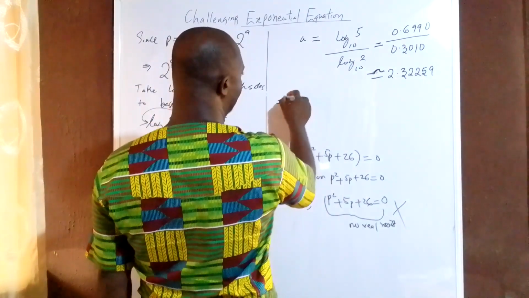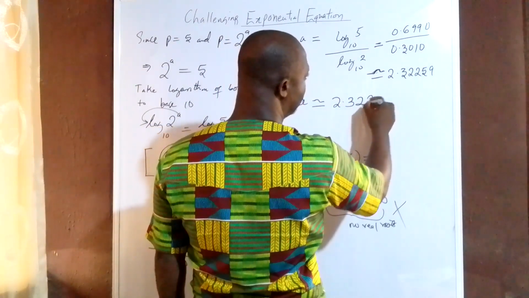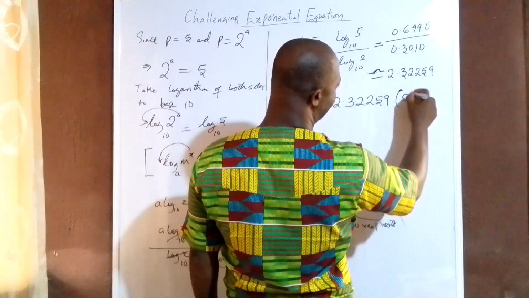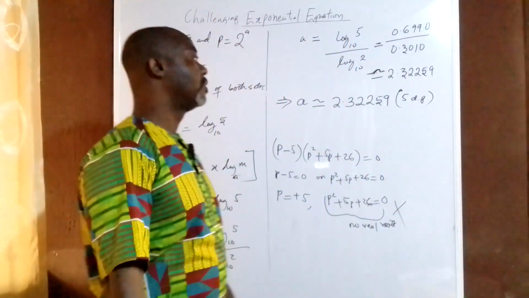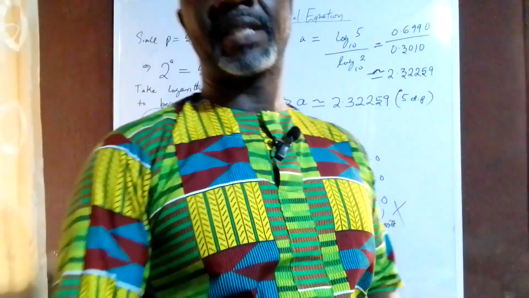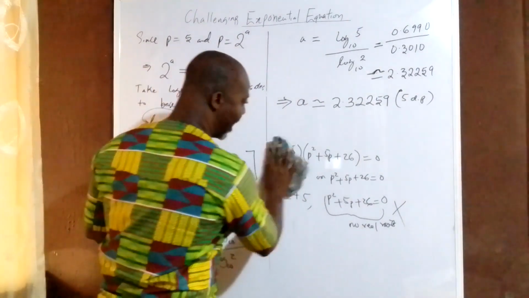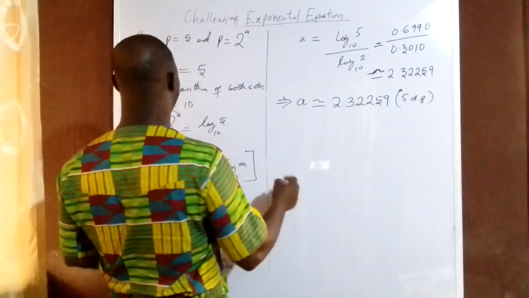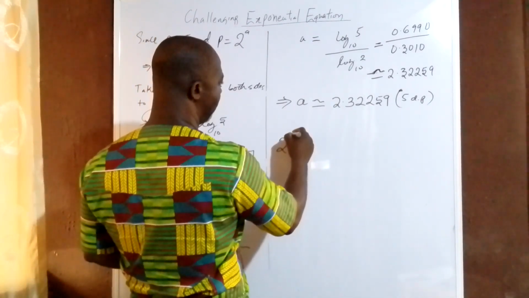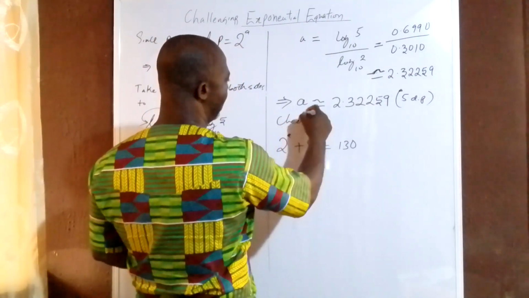So we can say that a is nearly equal to 2.322259. I've given my answer to 6 decimal places for better accuracy. So what we now have is that I'm going to check this now, to see if 2 to the power of a plus 8 to the power of a equals 130. Let's check it and see what we have.